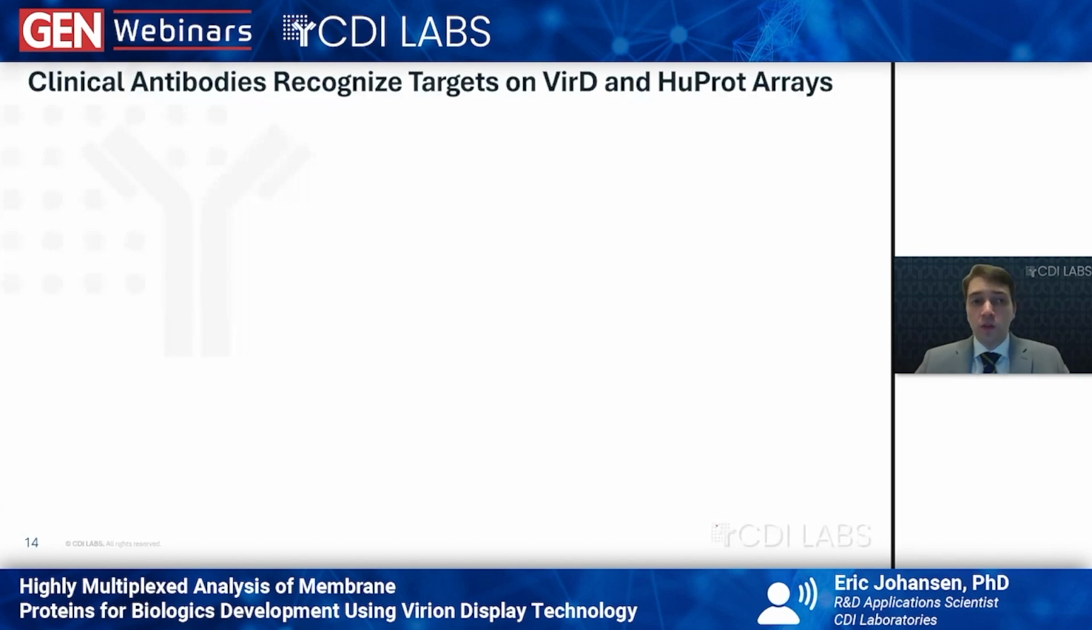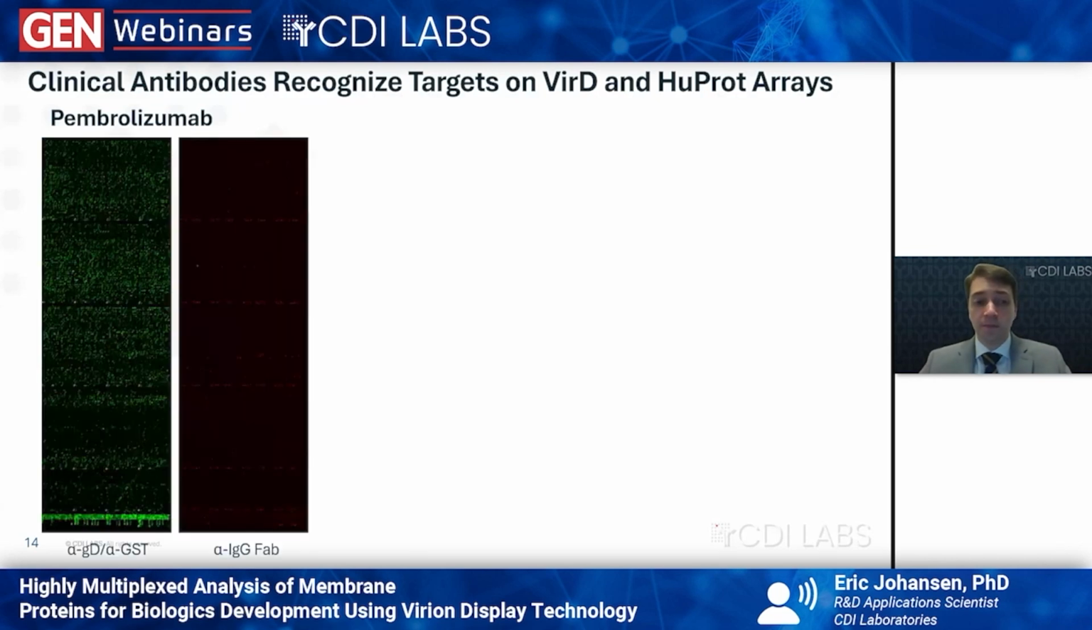And while we are specifically talking about the virion display arrays, CDI also offers a service and product called the HuProt protein microarray. These arrays contain over 80% of the full human proteome produced as N-terminal GST fusion proteins from yeast. When we ran pembrolizumab on a combo array, being the HuProt array and the virion-display array printed on one single functionalized glass slide, we get images that look like this.